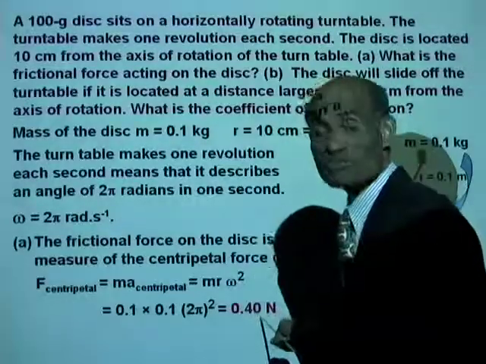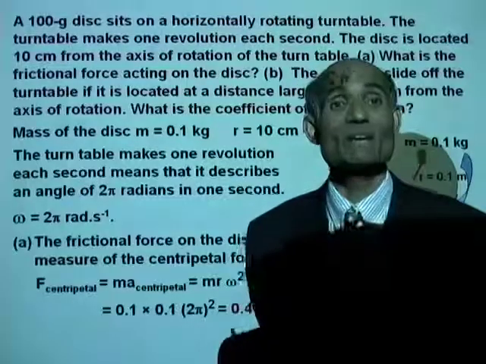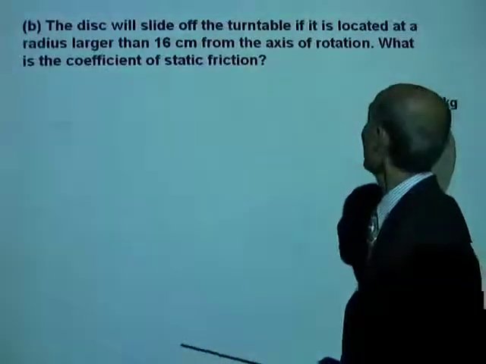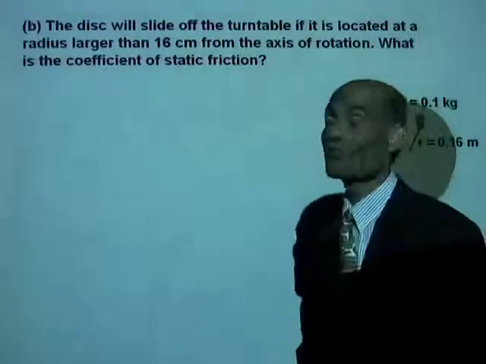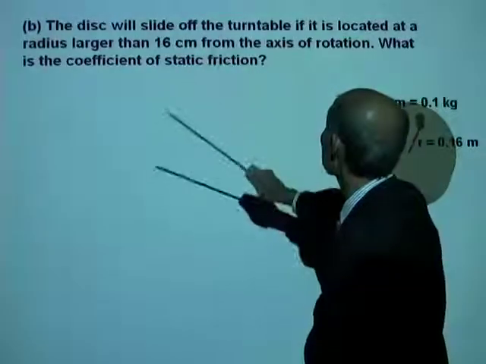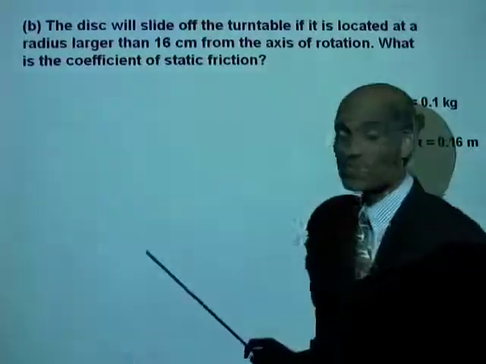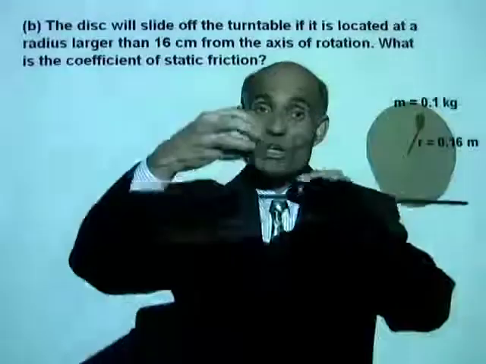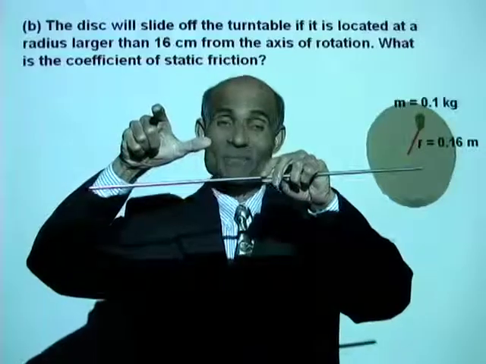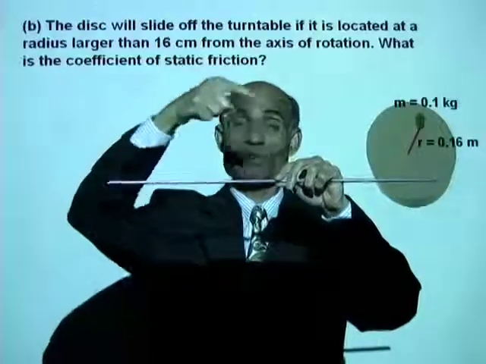And where does the centripetal force come from? It comes from the friction between the disk and the turntable. Well, so that is the frictional force. In the B part, the disk will slide off the turntable if it is located at a radius larger than 16 centimeters. That means if you move the disk away from the center, the radius is increasing. Is that right? That's right. So what happens to the centripetal force?